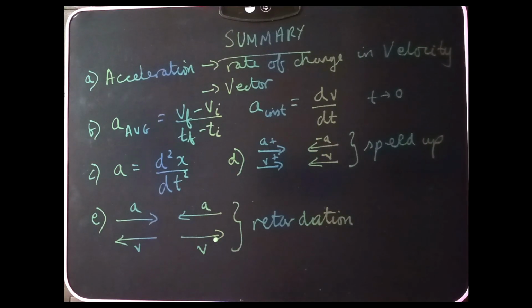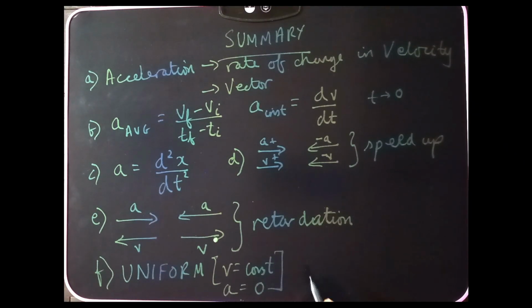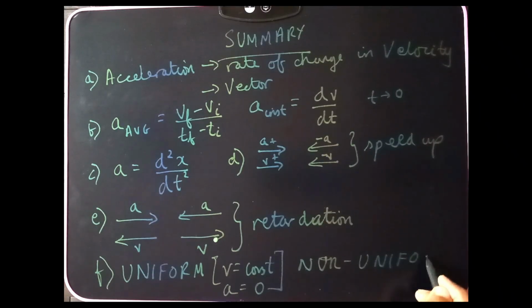And then we studied about uniform motion. Uniform motion is when velocity is constant. At that time acceleration is 0, provided there is no change in direction as well. And in non-uniform motion, velocity is not constant. Hence, we can say that acceleration is also not 0. So these are all the aspects which we have learned as part of acceleration.